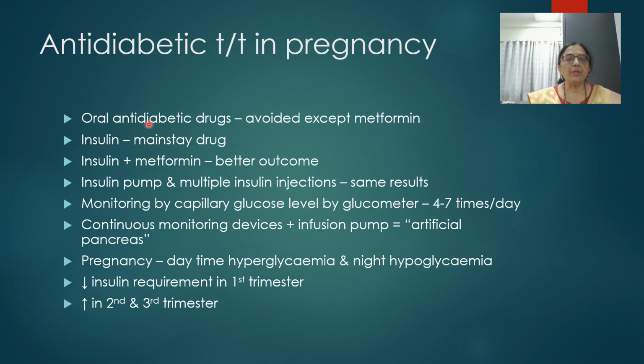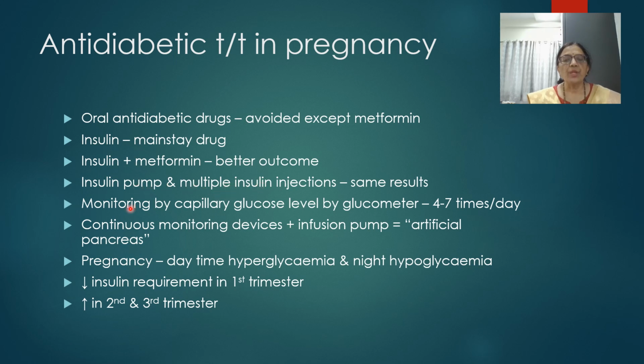In anti-diabetic treatment in pregnancy, oral anti-diabetic drugs are usually avoided except metformin. Insulin still is the mainstay drug in overt diabetics complicating pregnancy. With insulin and metformin, there are some studies showing that the outcome is better as compared to insulin alone. If a woman is using an insulin pump, or she is taking multiple insulin injections per day, the studies have shown that the outcome is safe. The outcome is not affected whether she is taking multiple insulin injections or is on an insulin pump.